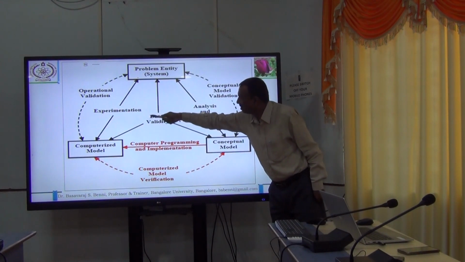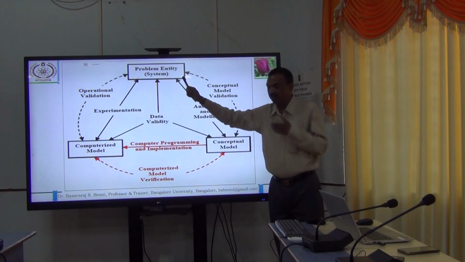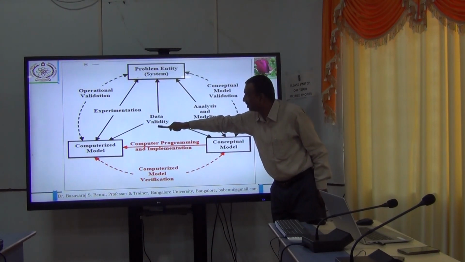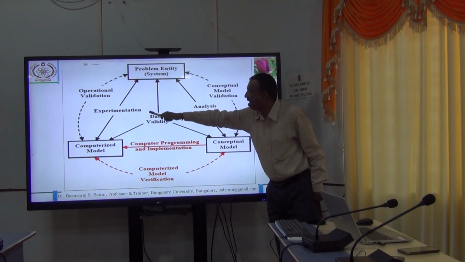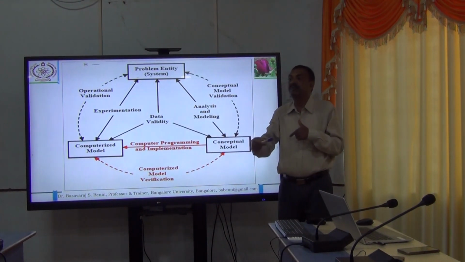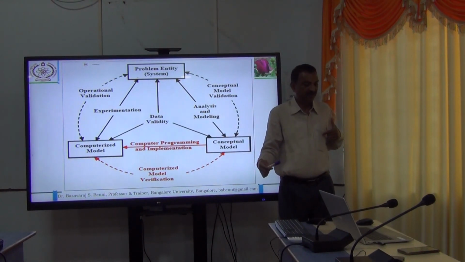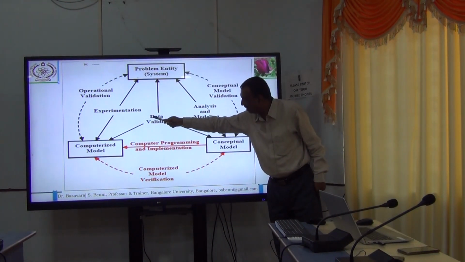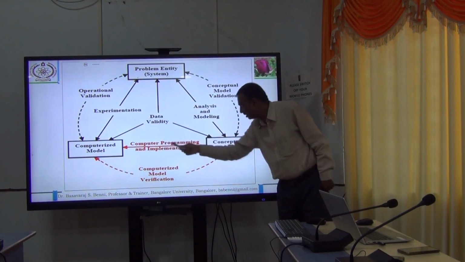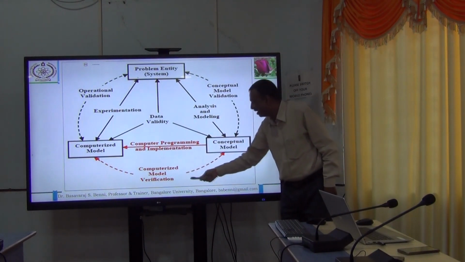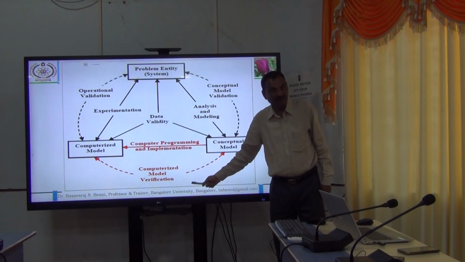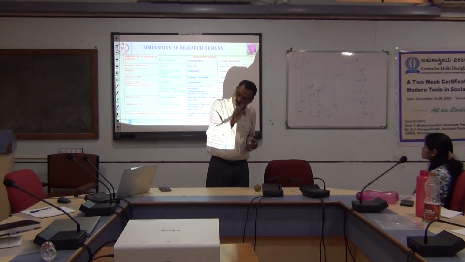You need an experiment between this and this, whether the link between this and sync is there or not. Then check operational validity and experimentation. Conduct the experiment. We say pilot study. Once you conduct a pilot study or experiment, then you computerize the program, run the program, and do computerized model verification.